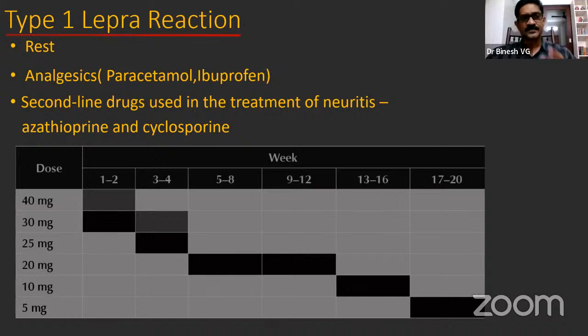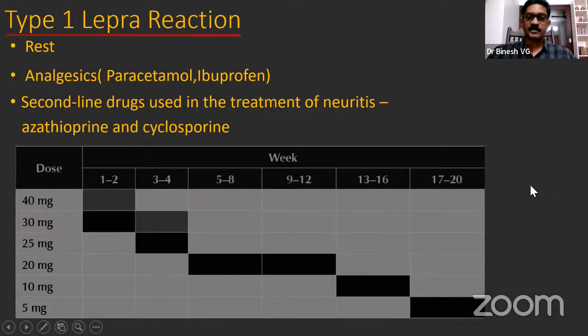And when the reaction is severe, if it is a type 1 reaction that is severe, or if there is neuritis, either in type 1 or type 2 reaction, if there are signs of neuritis, it is always better to use a steroid. And this is the regimen recommended. Usually we start with 40 to 60 milligram, and it is tapered over a period of almost 20 weeks. You can see that when the 40 milligram is started, we give 40 milligram for 2 weeks, then 30 milligram for 2 weeks, then 20 milligram for about 8 weeks, then again 10 for 4 weeks, and 5 milligram for 4 weeks.